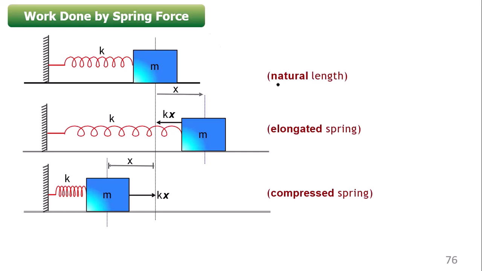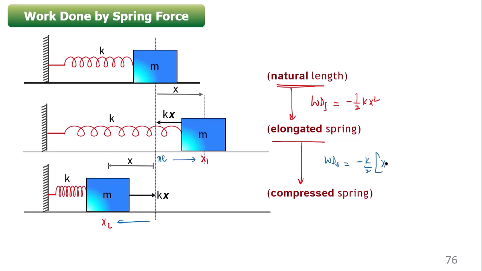So when the spring is at natural length and I want to extend it to the elongated position, the work done by the spring force is minus half kx square. Now from elongated to compressed, this is our x1 location, and finally you are getting x2. Both x1 and x2 are measured from the natural length. So the work done by the spring force has to be written as minus k by 2 into (x2 square minus x1 square).